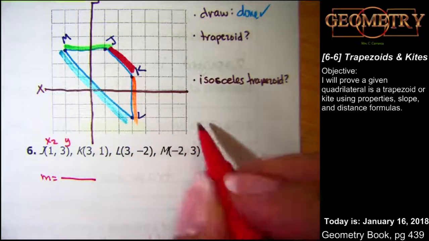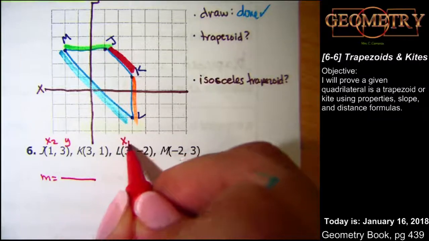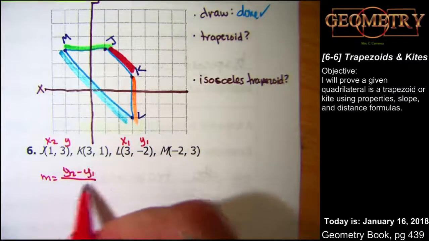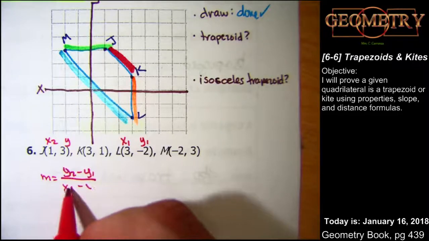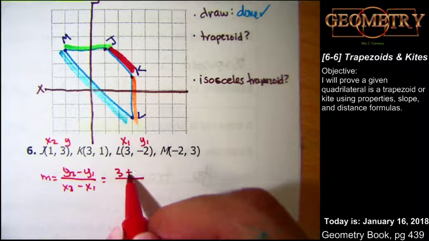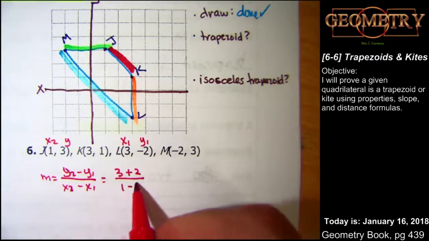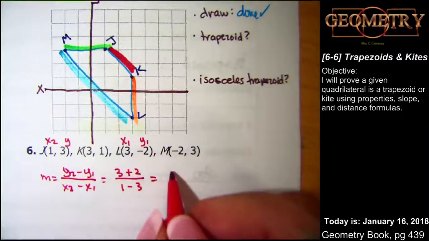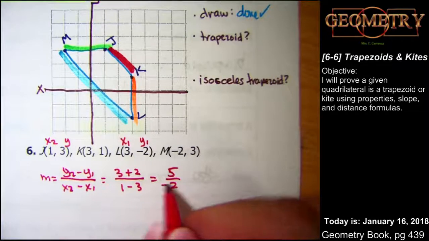Do you need me to rewrite the slope formula for you? I'll do it once, and hopefully that should be enough for you for the rest of the examples. Please note that the formula says minus, but I wrote a plus because this y1 is a negative, and a double negative turns into a positive.